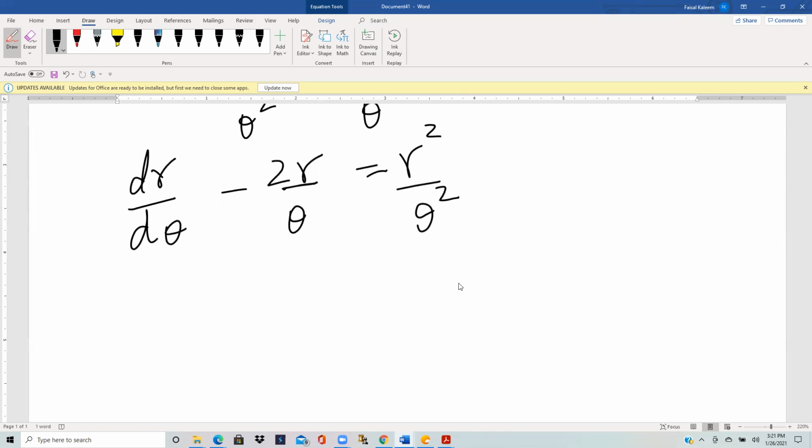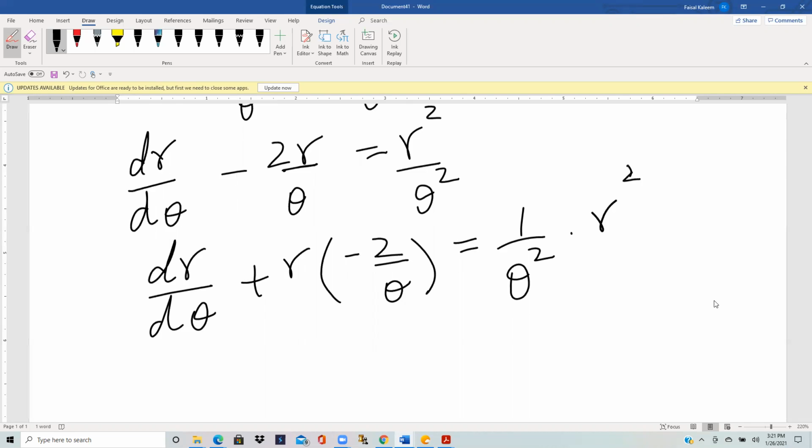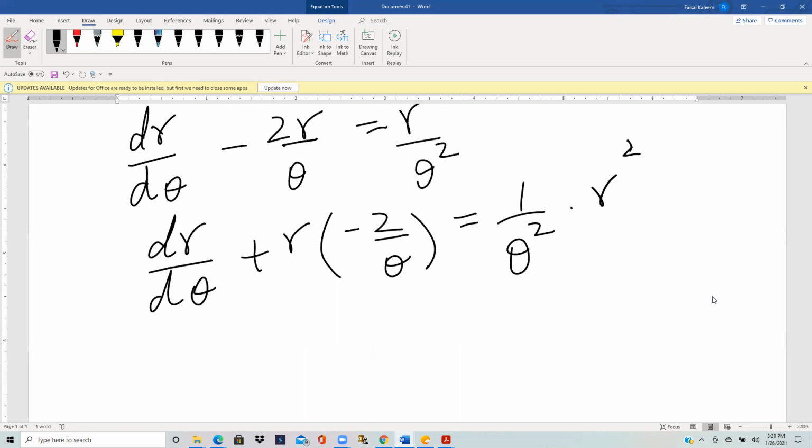And here, to put it in the form where we have plus y times, or plus r times, so it'll be negative 2 over theta. And then remember, on the right side you have y power n times q of x, which in this case will be q of theta. So we'll write it as 1 over theta squared, so that will be the q of theta, and you will have r power 2, which is like y power 2. So this is Bernoulli.